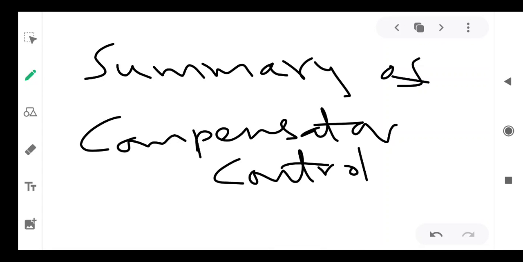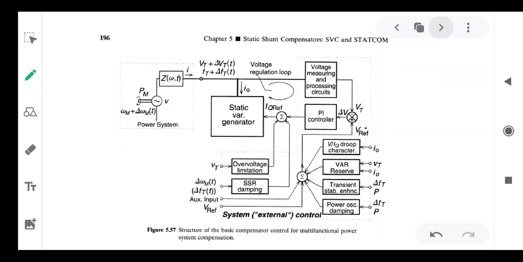Now let us understand the summary of compensator control. This figure shows the summary of compensator control, the overall control of the system, in which you have the power system impedance, the power system voltage V, Vt plus delta Vt. From the voltage measurement and processing circuits, you will get Vt plus delta Vt here. And this is the SVG, static var generator. The current flowing through the SVG is I0.